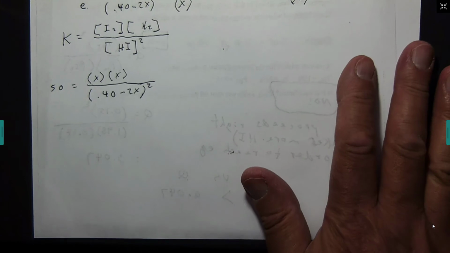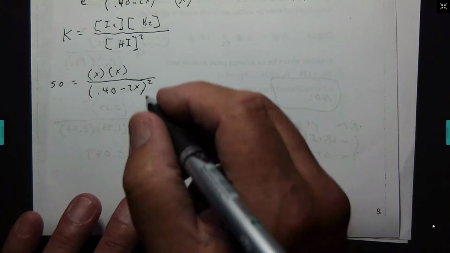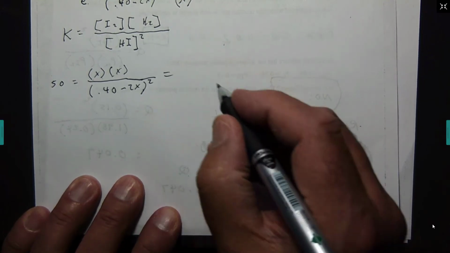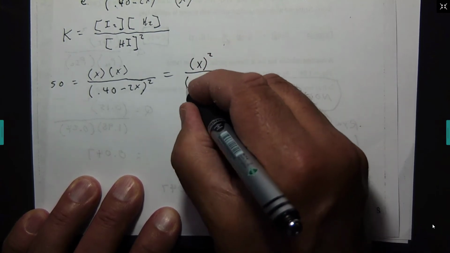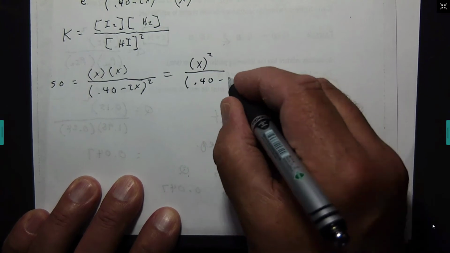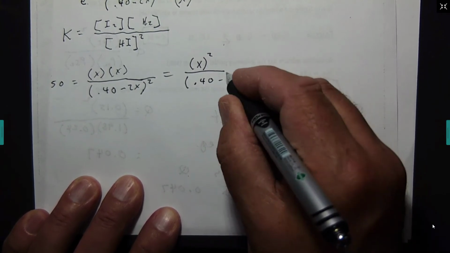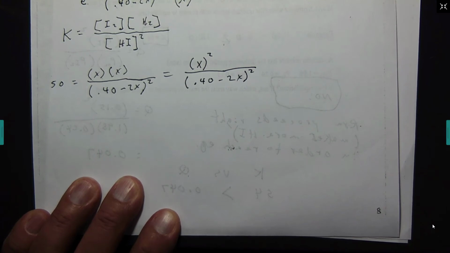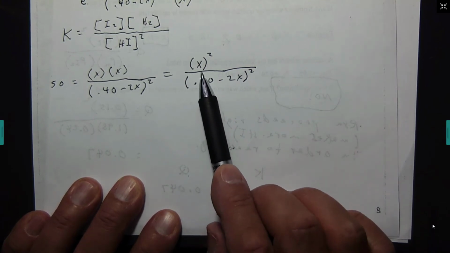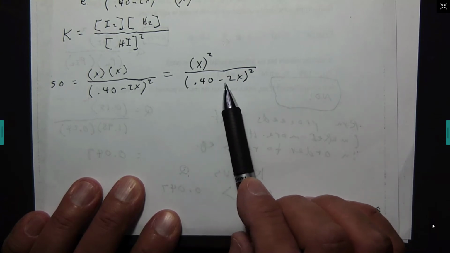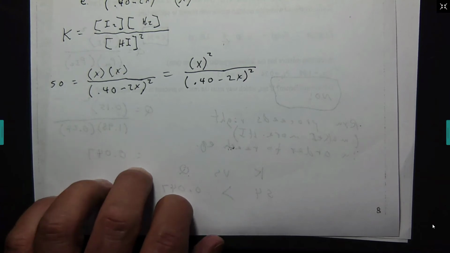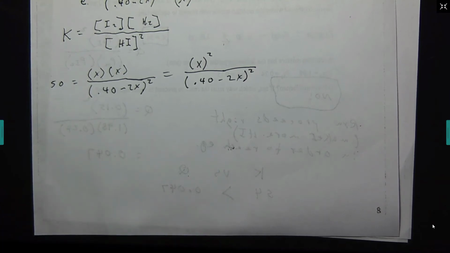What you're looking at here, you might not realize it, but from algebra, this has the form of a quadratic equation. If we rewrite this, it's going to be x squared all over 0.40 minus 2x, squared. So anytime you have an algebraic expression where one term has x to the second power and the other term has a number minus x, it's a quadratic equation. They can be a pain to solve. However, this one's not so hard.